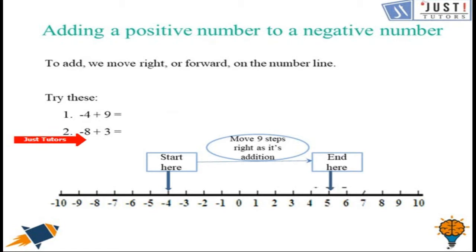We can try the next part as well. That says negative 8 add 3. So we'll start from the number negative 8. I'll just put a circle around that number for you, and because we are adding we have to take 3 jumps towards the right. If you take 3 jumps towards the right, you land at the given number here, and that's your answer, negative 5.